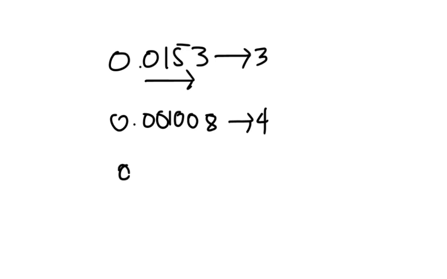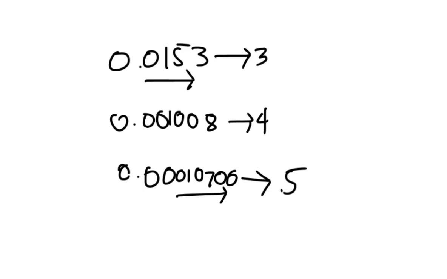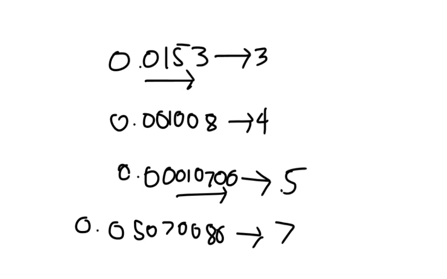So let's do some more problems, much bigger ones. What if you have 0.00010700, and how many significant figures? We're just going to count starting from the 1. So we got 1, 2, 3, 4, 5, and 6 and 7. We include the 0 from the right because there is a decimal again. If we have 0.0507080, we're just going to count starting from 5. So we got 7 as our answer.